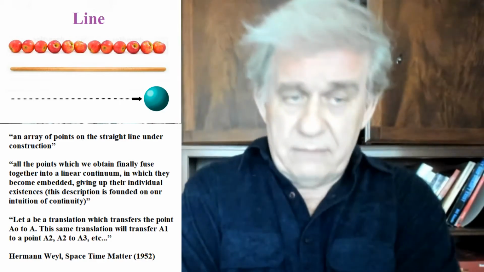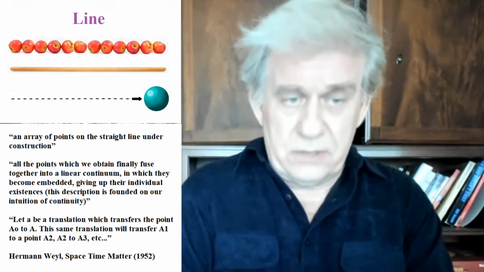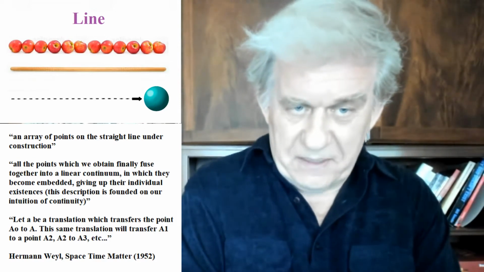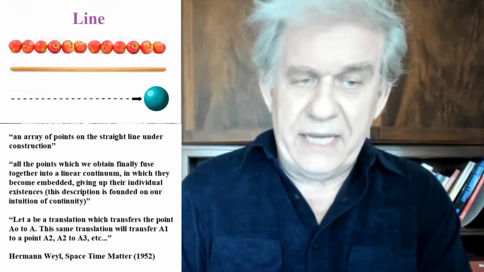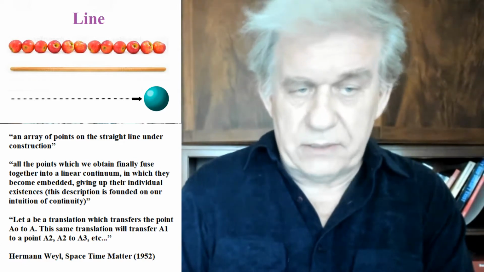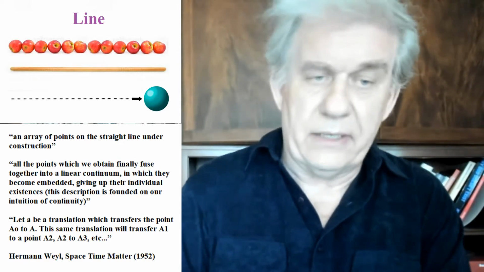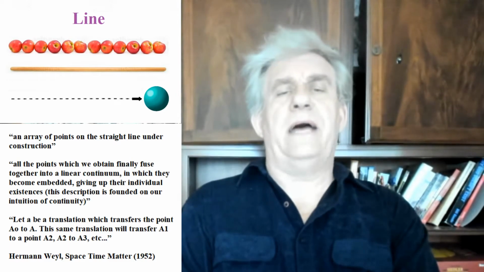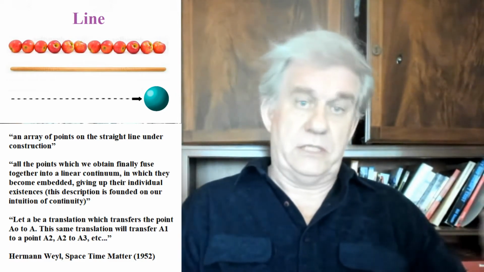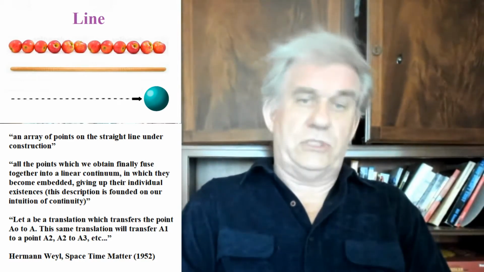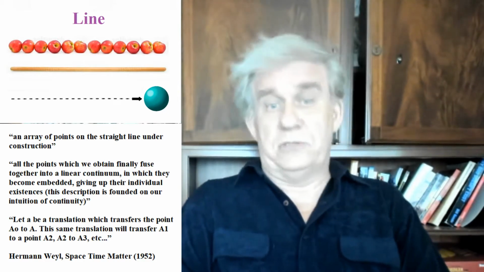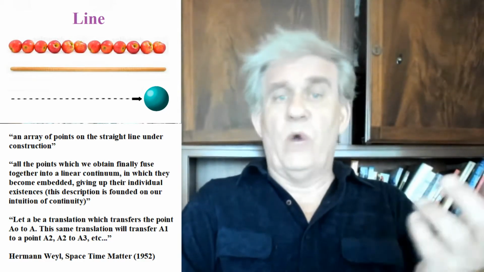And then the third one has nothing to do with the previous 2, and he says, let A be a translation which transfers the point A sub 0 to A. This same translation will transfer A1 to point A2, A3, and so on down the line. So he's got at least 3 different notions of what a line is, and no wonder the mathematicians at the end of the dissertation tell you, you know, we don't know what a line is. We can't define the word, but let's go ahead and use it. And that's how they end up saying it's a one-dimensional line.